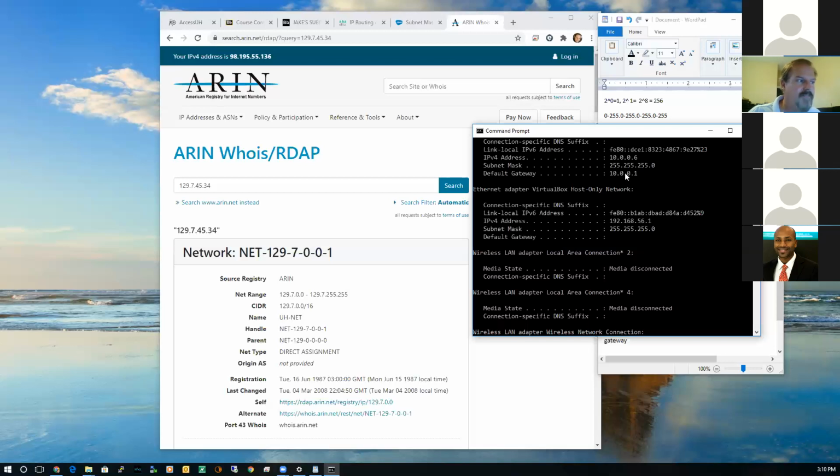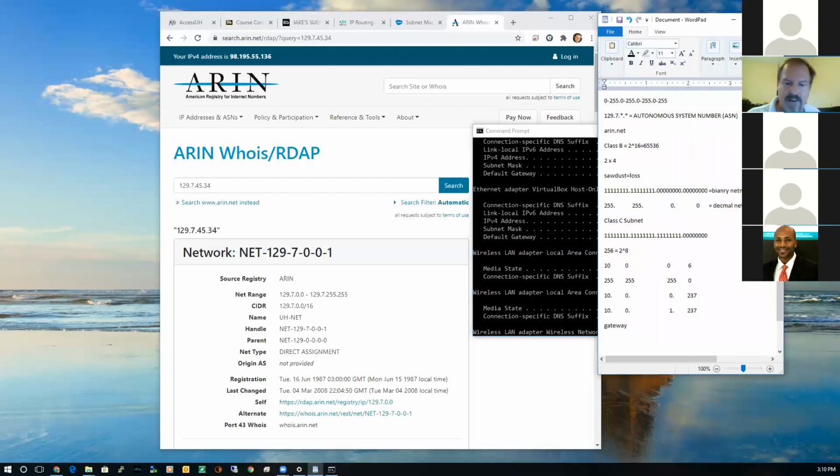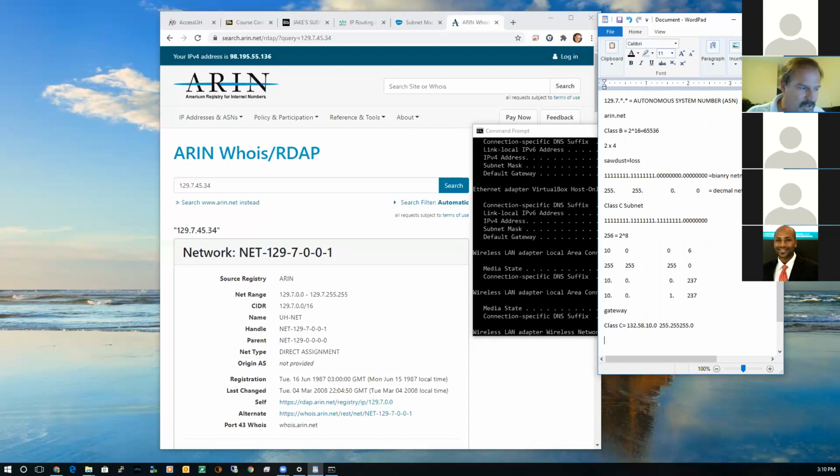So that default gateway implies, by the way, that in your subnet range, if I said, hey, I've allocated you an entire class C, here's a class C for you to use, I'm going to give you 132.58.10. everything. And here's your net mask, 255.255.255.0. Do whatever you want with that.